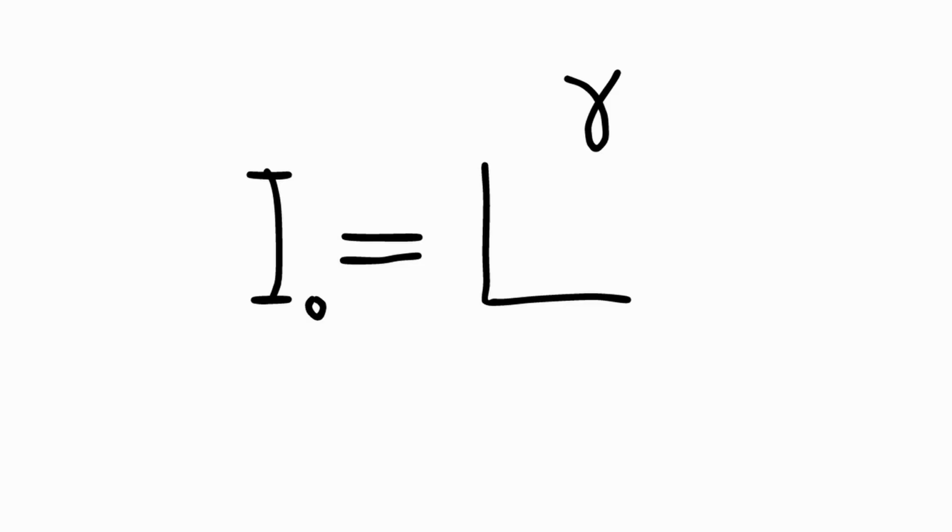Now, if we plot two variables on a log plot like this, and we get a straight line, then mathematics tells us that the relationship between the variables is a power function, with the power equal to the slope of the line. In this case, that means that I is equal to L to the power of gamma. Now, we should actually put a constant in there, but I'm going to leave it like this just for the sake of simplicity.